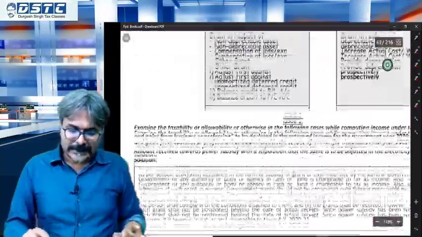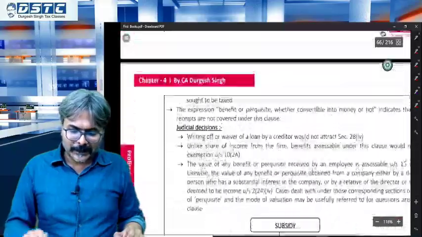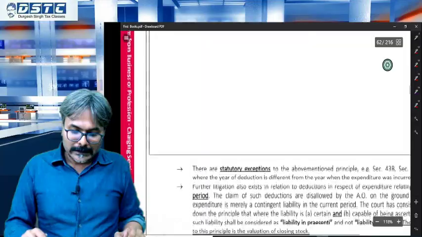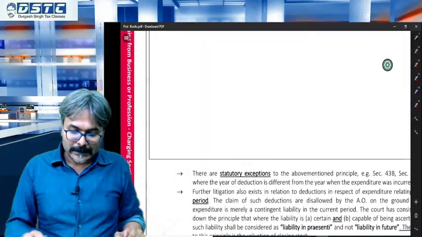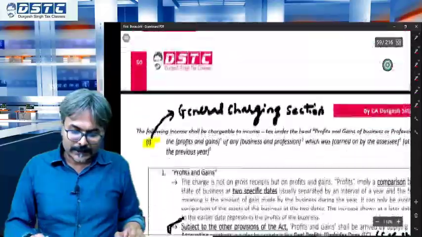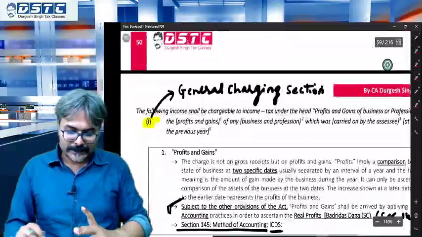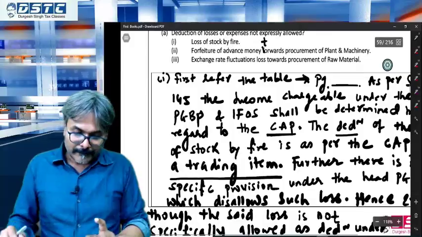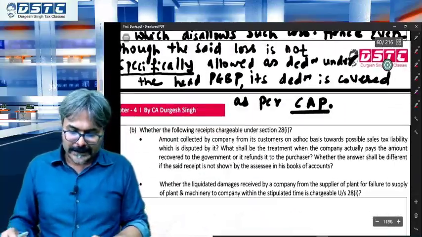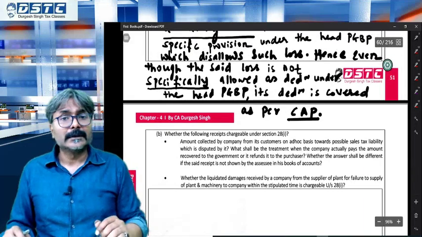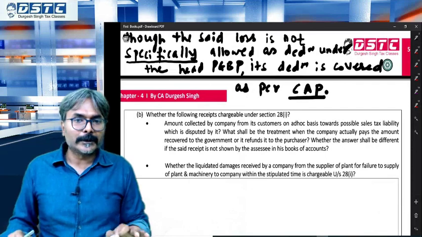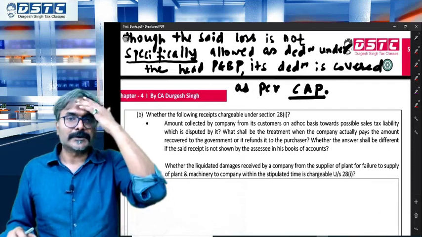Now students, coming back to your particular theory which has been given. Exchange rate fluctuation is over. Now here point number B has been mentioned. Let's first read the question, and thereafter I will put forth my observation.